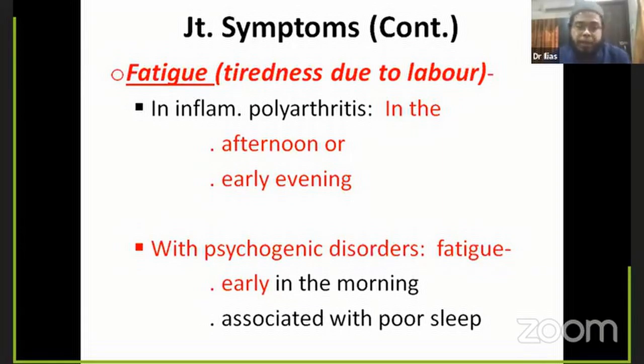In case of joint pain or inflammatory polyarthritis, or inflammatory arthritis, the patient will feel the fatigue in the afternoon or early in the morning. And that will be associated with some kind of systemic problems. But in case of psychological disorders affecting the joint, the patient will feel the fatigue in the early morning, and sometimes this kind of fatigue could be associated with poor sleep. So the fatigue difference between inflammatory arthritis and psychological arthralgia will be there. In case of the arthritic condition, the fatigue will be in the afternoon or early in the morning. In case of psychological disorder affecting the joint, the patient will feel the pain early in the morning, and sometimes the patient might have some associated sleep disturbance.